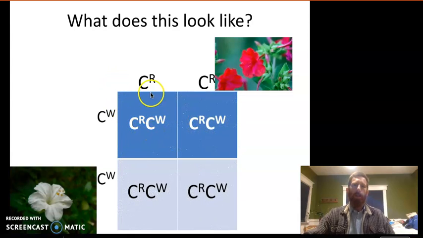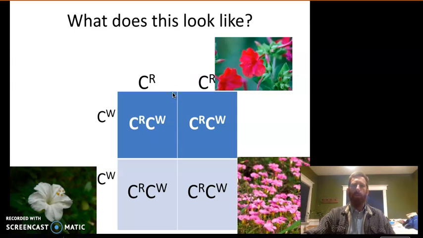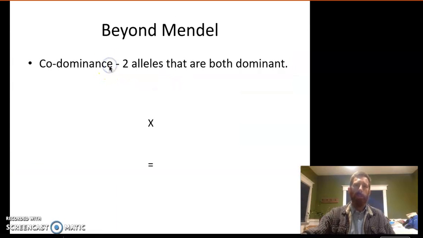So this looks like true breeding, homozygous red mates with true breeding, homozygous white, and then 100% of the F1 generation is pink, or C to the R, C to the W, and here we have our pink four o'clock flowers. All right, so that's incomplete dominance.